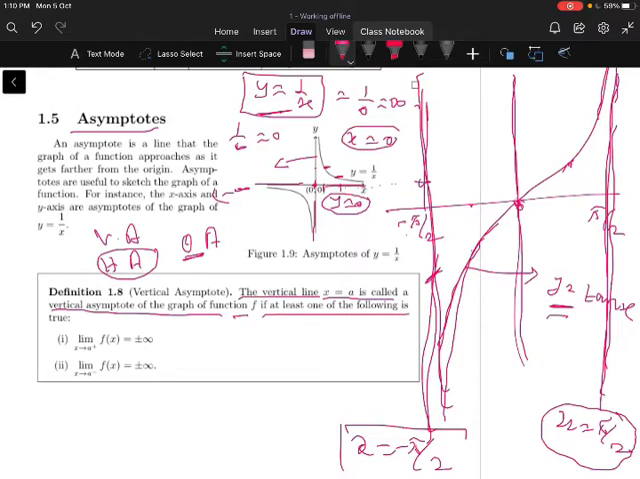The vertical line x equal to a is called a vertical asymptote of the curve y is equal to f of x if at least one of the following is true. First, the limit of the function f of x as x tends to a plus goes to plus or minus infinity. When x tends to a plus, f of x goes to infinity, then we can write x is equal to a is a vertical asymptote. Or, the limit as x tends to a minus of the function f of x goes to either plus infinity or minus infinity.